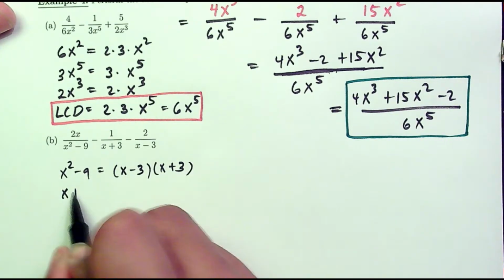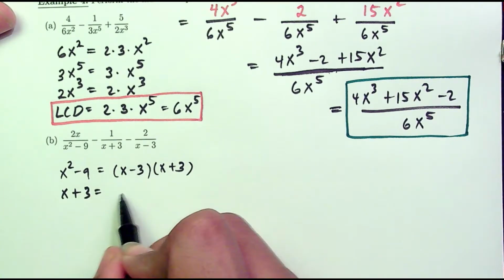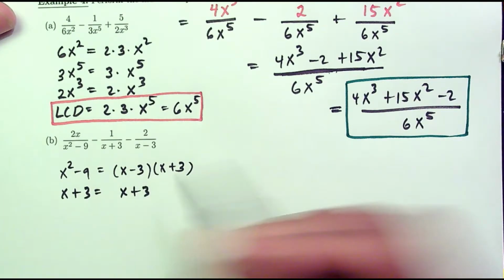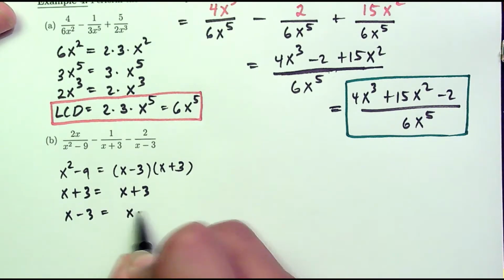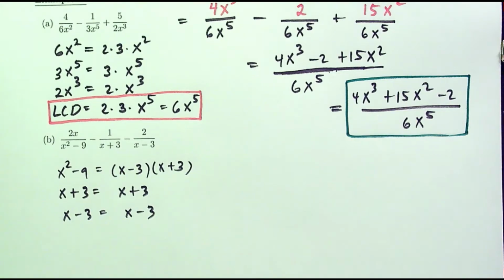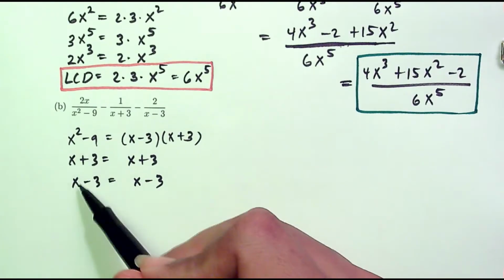Factor x plus 3, well, there's nothing really to factor there. That's just itself. And x minus 3, that does not really factor either. So that's just x minus 3. So these are the three denominators factored.